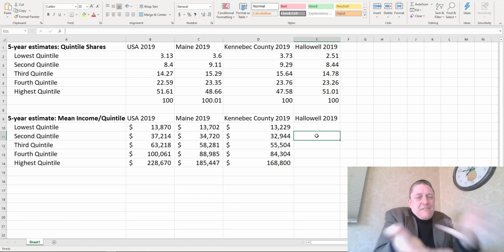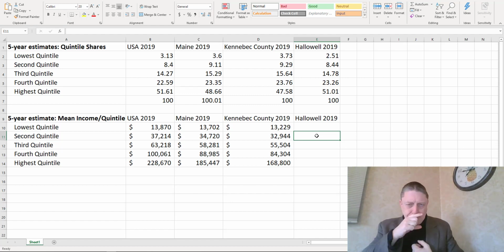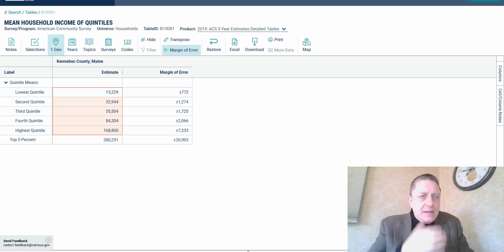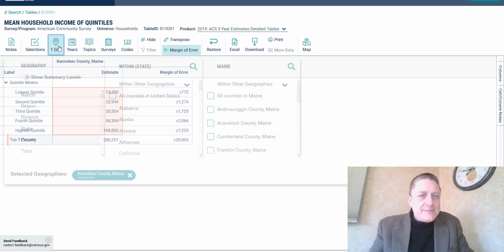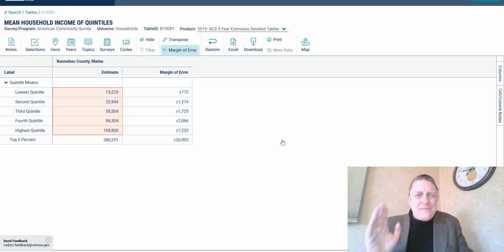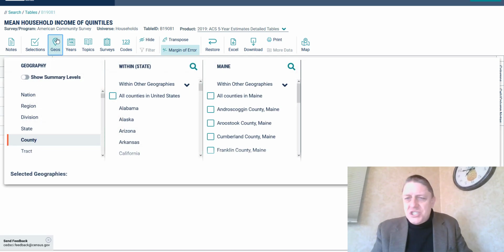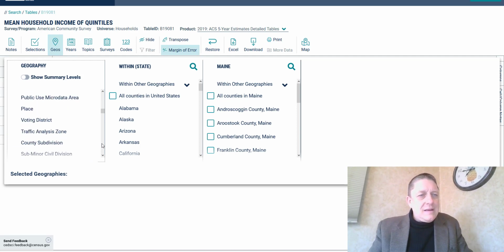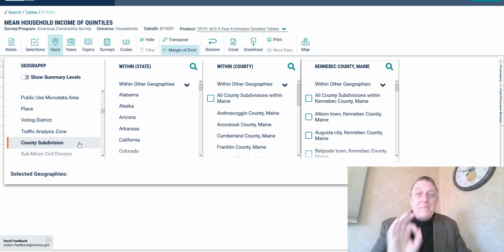For the final comparison here, let's take a look at Hallowell. Okay, and I'm gonna go up to my geos. I'm gonna clear them. Sometimes it works if you don't clear them, but I always like to, just to be sure. I'm gonna select those geos again, and I'm gonna skip place, which sounds good, but I have learned county subdivision works better for Maine.